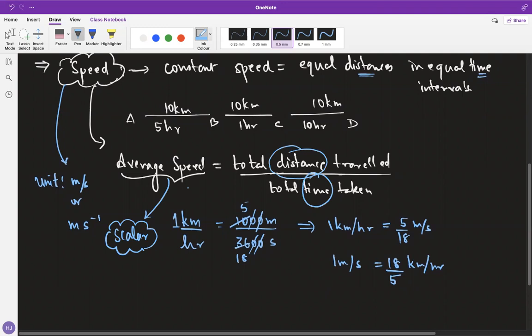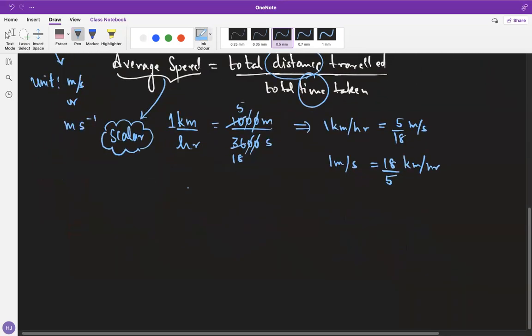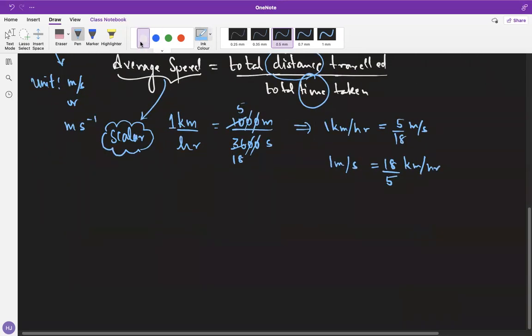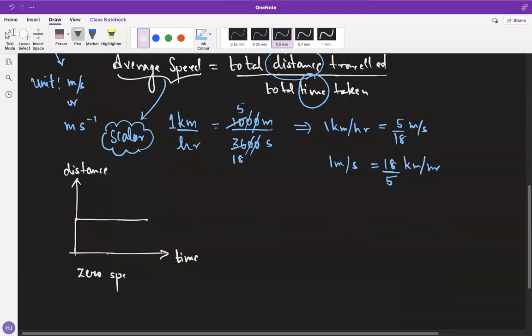Now, the idea is that speed cannot always be constant. It can be an increasing speed, it could be a decreasing speed. In order to understand the nature of that, we need to understand motion graphs. As we know, speed is distance over time, so we need to plot a graph of distance versus time. If the distance isn't changing even though the time is progressing, we say that the speed is zero, because the object isn't changing its position.